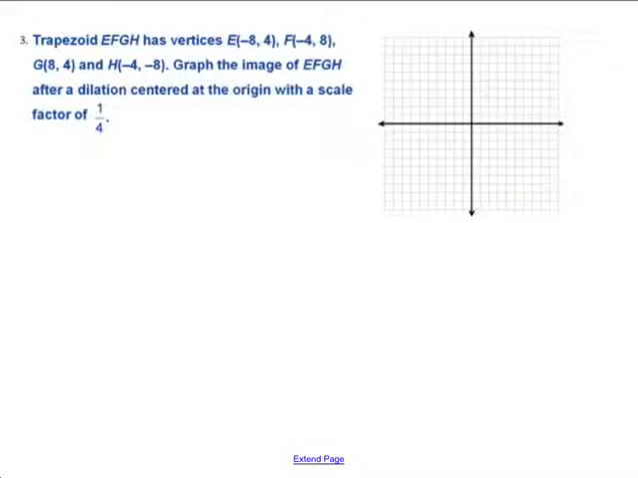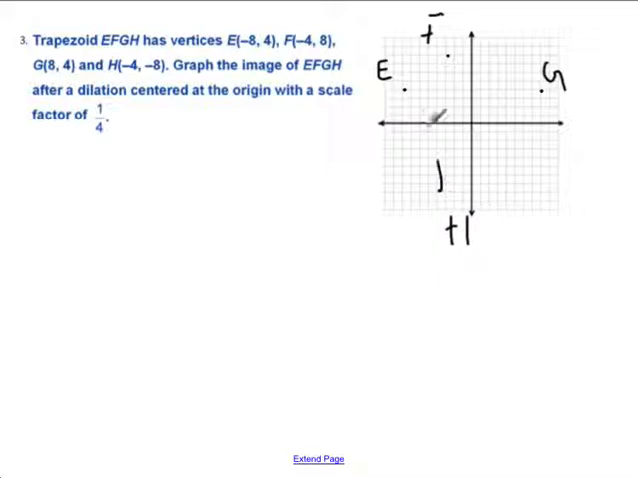Next, let's take a look at number 3. So we need to go ahead and graph this trapezoid. We're going left 8, which is here, and up 4, which is there. So that's point E. And then for F, left 4, 1, 2, 3, 4, up 8, which is here. So that's going to be point F. And then for G, we're going over 8, which is here, and up 4, which is 1, 2, 3, 4 here, and that's G. And then for H, we're going left 4, down 8. So that is here, and that is our H. So this right here is our trapezoid.